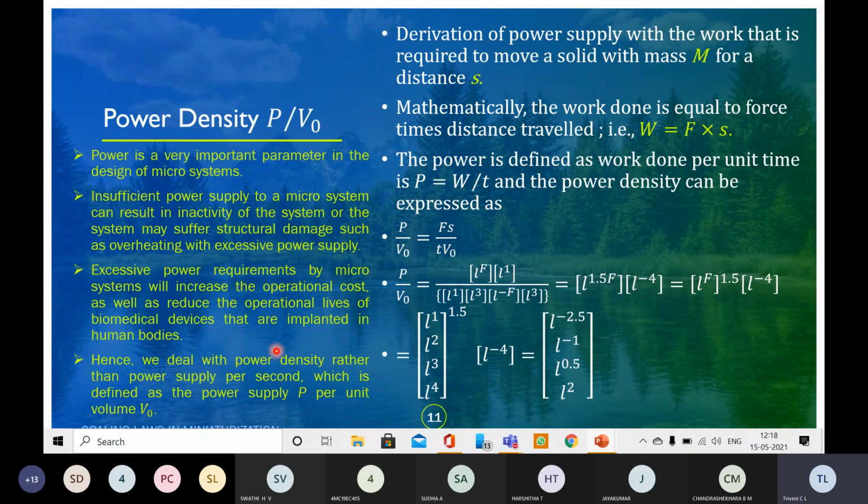So power density is defined as what? Power supply per unit volume. So P by V naught is nothing but the power density. Let us obtain that equation. How do you obtain this equation? First, we'll take the derivation for the power supply.